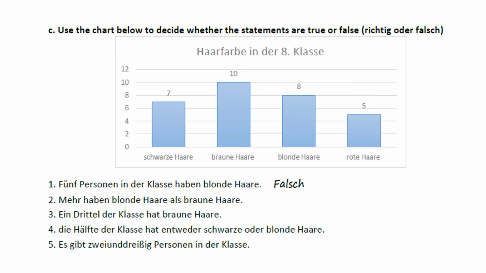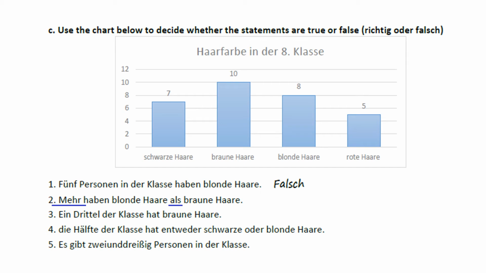You don't need to correct them, but if you want to have a quick look at how you would correct them, that might be quite handy for you. The second one then, mehr haben blonde Haare als braune Haare. Mehr is more and als is than. So mehr haben blonde Haare als braune Haare. Okay, so you need to decide whether or not that's true or false.